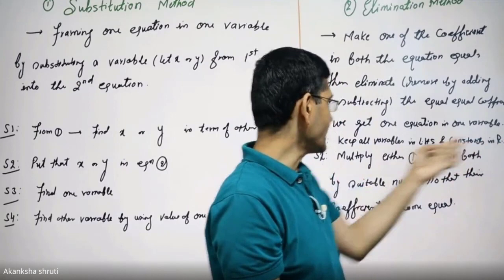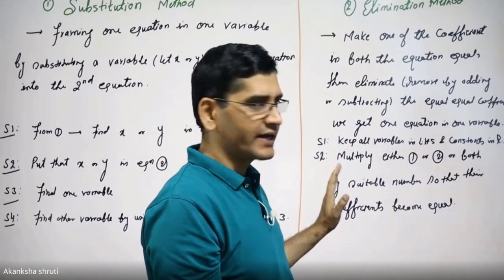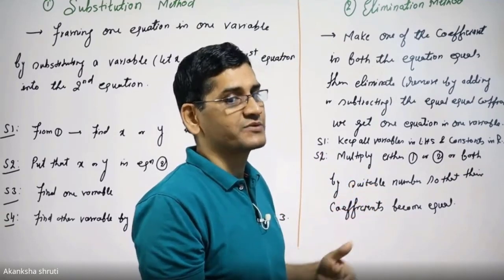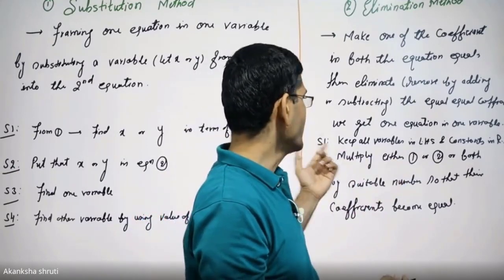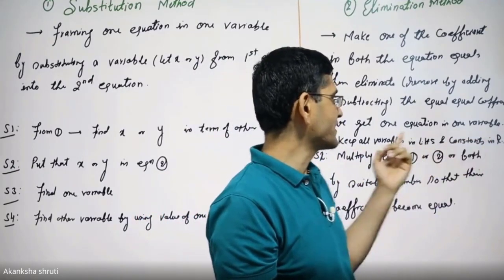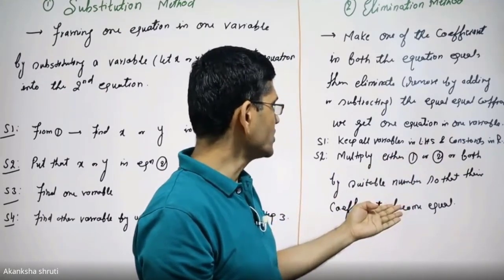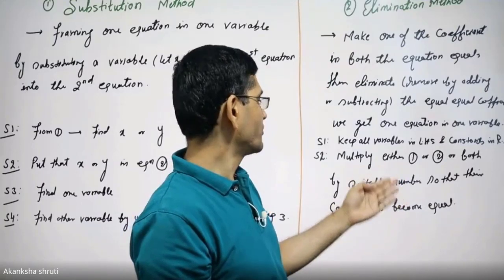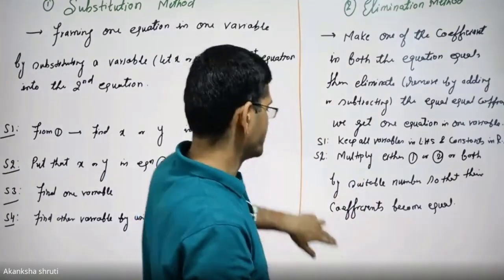यदि आप नहीं करेंगे, still you can apply the step number 2, but at that time you will get the variable on both the side. तो उस समय आपके स्टेप्स बढ़ जाते हैं और कैलकुलेशन में गलती होने के चांसेस है. That's why first keep all the variables on left hand side and constant on right hand side, then follow the step number 2. Either you multiply the equation 1 or equation 2 or both by suitable numbers so that one of the coefficient become equal.